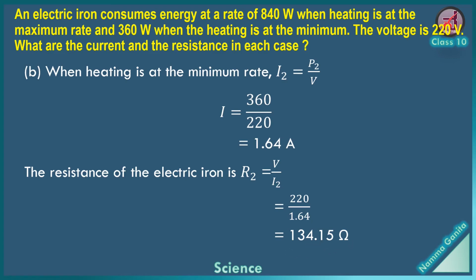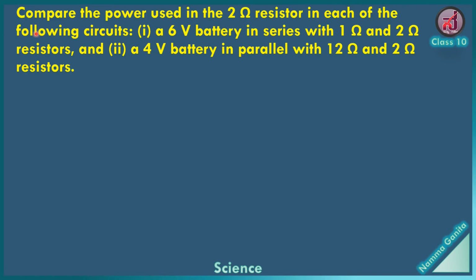134.15 ohm. Now consider the second question. Compare the power used in the 2 ohm resistor in each of the following circuits. First one, a 6 volt battery in series with 1 ohm and 2 ohm resistor. And the second one, a 4 volt battery in parallel with 12 ohm and 2 ohm resistors.